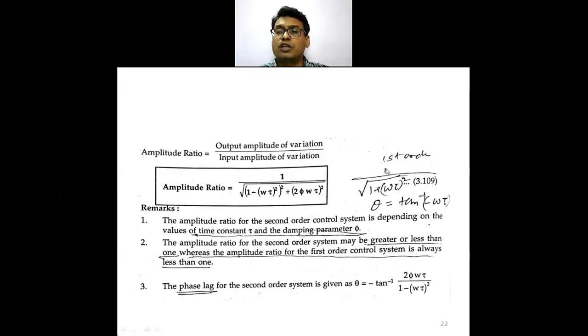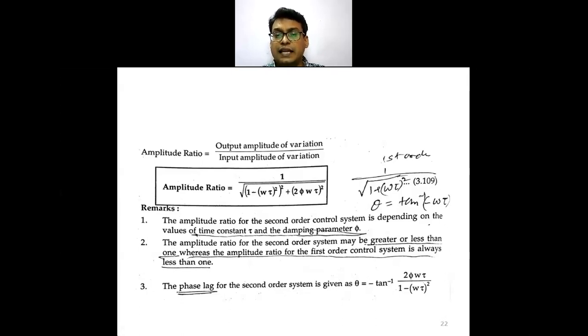However, the value for the first order system is always less than 1, because it depends only on tau. Here, both tau as well as phi matter, so depending on these two values, the amplitude ratio can be less than 1 or greater than 1. But the amplitude ratio for the first order system is always less than 1, and you cannot define such a bound for the second order system. It can be either less than 1 or greater than 1.